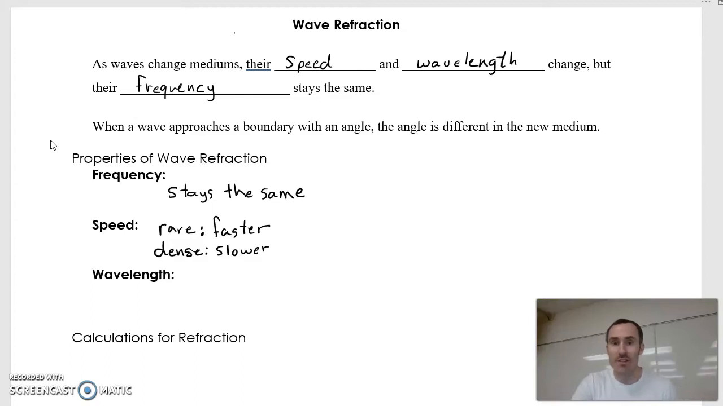And so try this if you'd like. Next time you're at the beach, you can pick up two rocks, clack them together while you're above water. They'll sound a certain way, and then go underwater, ears and everything, and clack them together underwater as well, and you'll notice that there's a sound difference. So, in a rare medium, light waves move faster. In a dense medium, they move slower. And now wavelength. Wavelength is going to be longer in a rare medium.